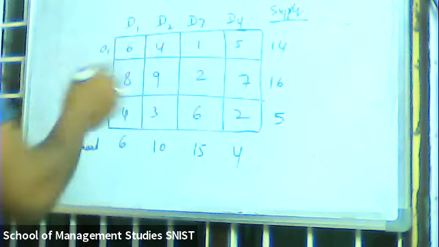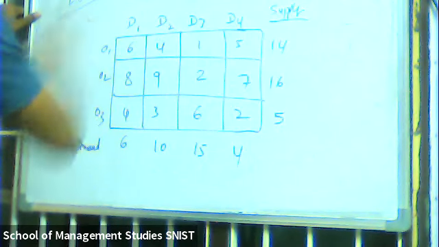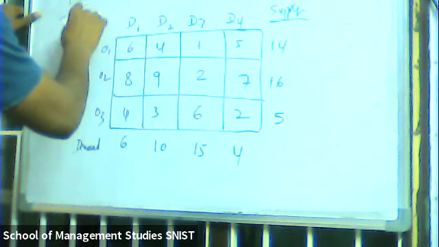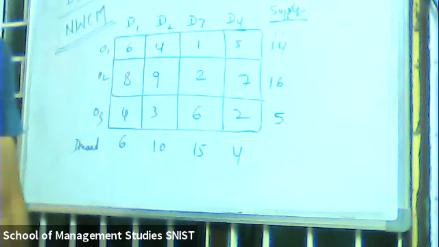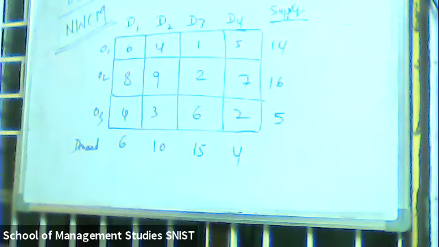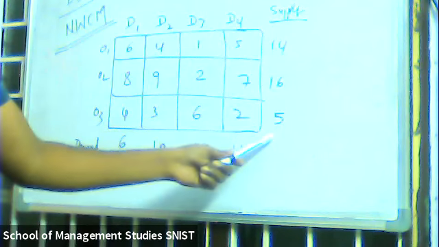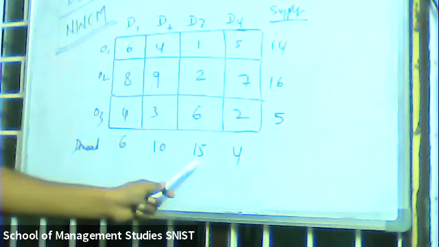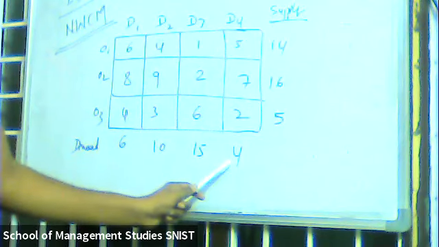Now what is the first step under the northwest corner method? To find the initial basic feasible solution, we have the first method, the northwest corner method, so we are applying it. Can any one of you tell me the first step? To check whether supply and demand are equal or not. Yes, exactly. 14 plus 16 is 30, plus 5 is 35. 10 plus 15 is 25, plus 6 is 31, plus 4 is 35. So it is matching.